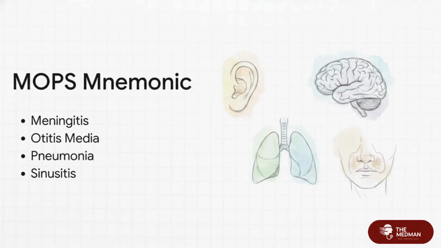To keep its highest yield disease targets organized, we use the classic MOPS mnemonic. M is for meningitis, and like we mentioned at the start, this is the most common cause of bacterial meningitis in adults. O is for otitis media, a middle ear infection, which happens to be the most common cause in kids. P is for pneumonia, obviously the classic disease we associate it with, and S is for sinusitis, making it a heavy hitter in bacterial sinus infections. Honestly, if you memorize MOPS, you're pretty much golden for its primary clinical manifestations.